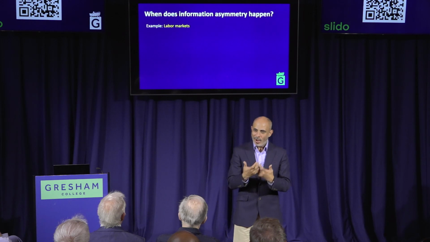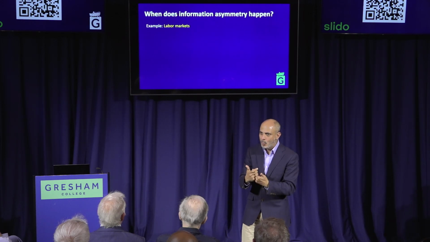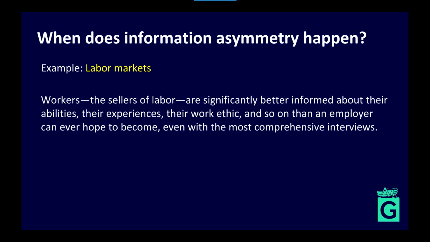Everybody, the employer asks you, are you a good student? Are you a good worker? You would say, of course I am. I'm passionate about your company. Half the time you might be lying, but that's asymmetric information. So the worker knows really about their abilities, their experience, their work ethic. The employer cannot get that information. That's another example of information asymmetry.